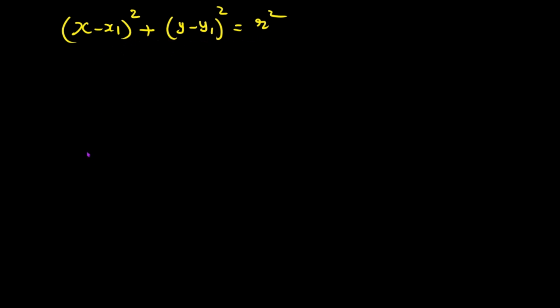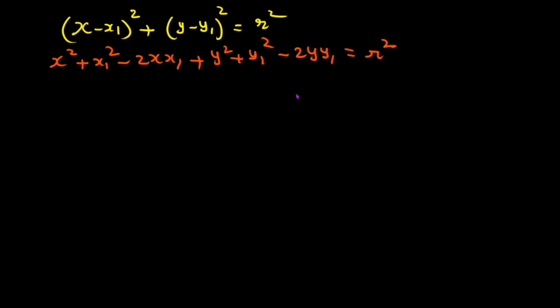Let's expand this expression. So this looks like (a minus b) whole square. So it becomes x squared plus x1 squared minus 2x x1, plus here also y squared plus y1 squared minus 2y y1, equal to r squared. Let's bring r squared to this side of the equation also.